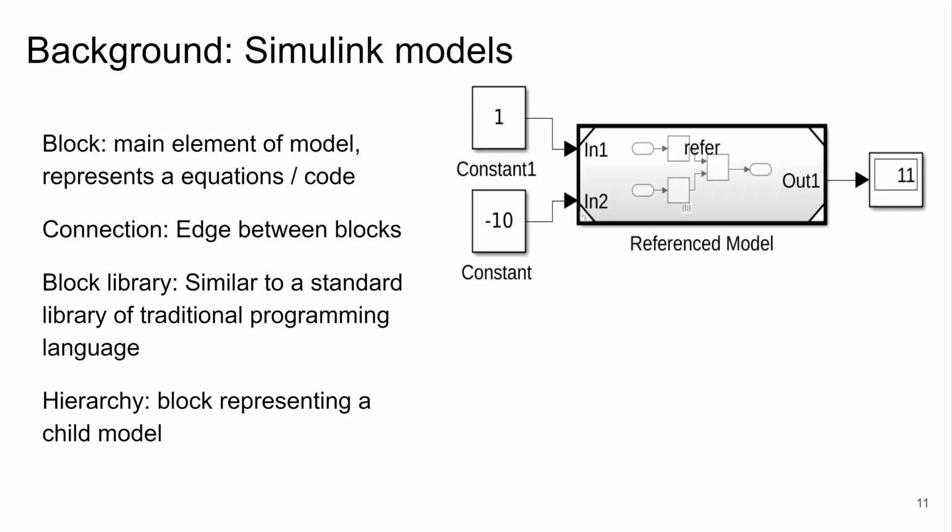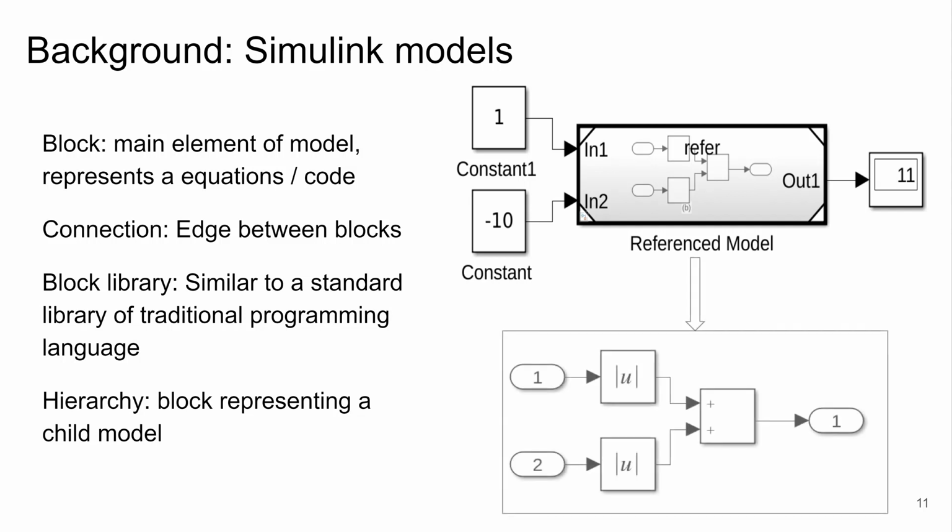Just a quick digression to show you what a typical Simulink model looks like. The basic component of a Simulink model is a block, which can represent equations. The blocks have connections between them through which data flows. Simulink by default supports many block diagrams, which is similar to the library in other programming languages. And to deal with increasing model complexity and size, blocks can be grouped together in a subsystem or a separate model, like the one you see on the slide.